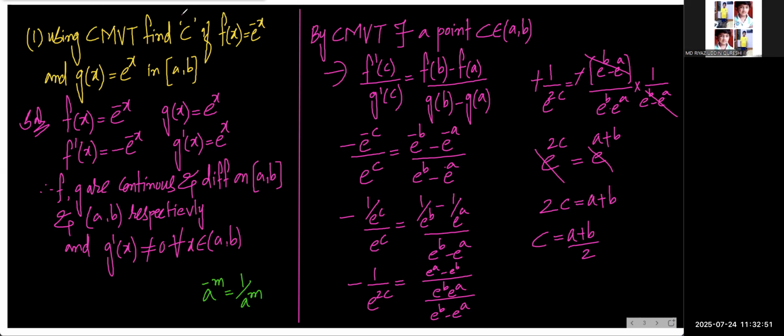Now the question asks you to find c, to get the value of c, and that should belong to the interval (a, b). So therefore we say Cauchy's mean value theorem is verified. That's the end of this Cauchy's concept, Cauchy's mean value theorem. Now we can move on to the Taylor's theorem.